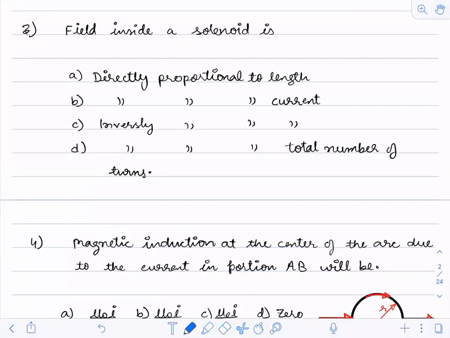Option B is correct for question number 3.